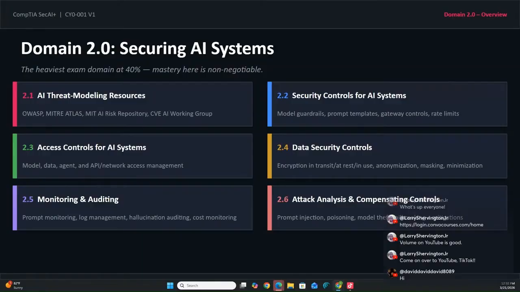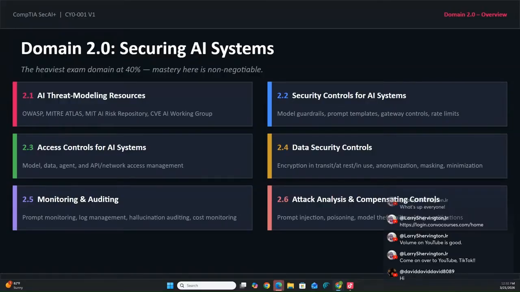2.0, securing AI systems, is going to be 2.1, AI threat modeling. 2.2, security controls for AI systems. That's model guardrails, prompt templates, gateway controls, rate limits. 2.3 is access controls for AI systems. That's model, data, agent, and API network access management. Then you've got 2.4, which is data security controls.